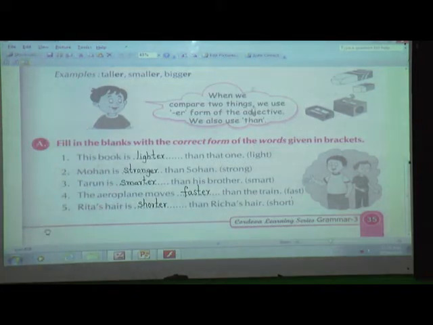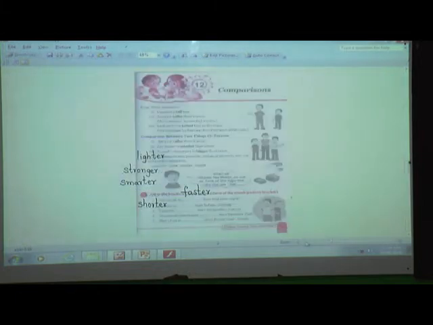Complete till here. I hope that you have completed till here. Now the next, if you will see in the next page, what is there?